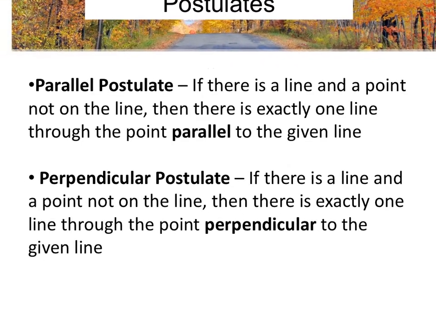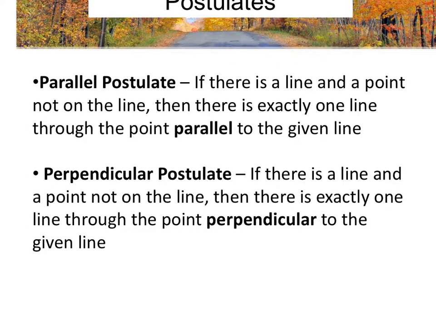All right, so we've got the parallel postulate and the perpendicular postulate. If there is a line and a point that is not on the line, there is exactly one line through the point parallel to the given line. What they're saying is this. Let's say that you've got a line, and let's just make it look like this. I'm just making a generic line.